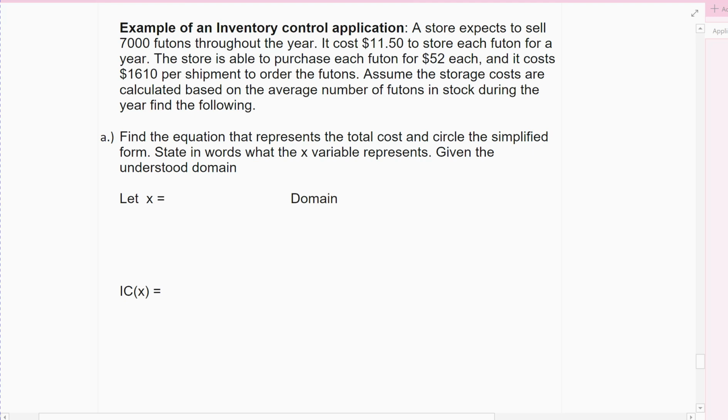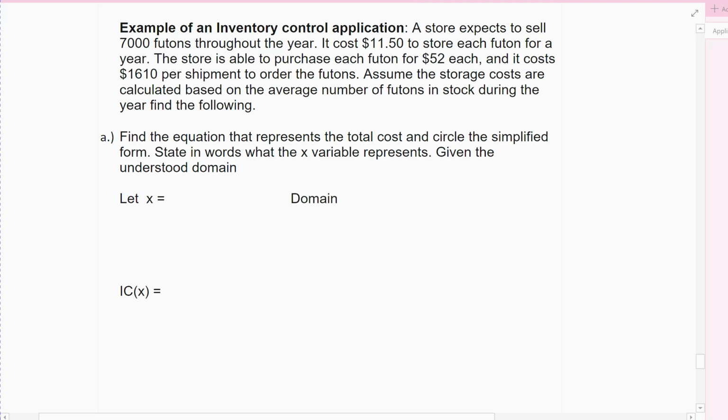And then apparently there's a really high shipment fee. Futons are fairly large. There's some moving them around, and so there's a very large shipment fee. For every futon order that they place, it costs them $1,610. Now, it's more than likely you're not going to want to ship too many times. Probably a handful of times.